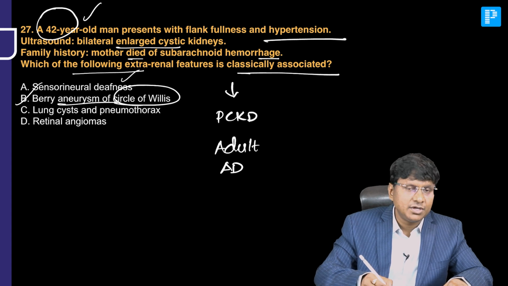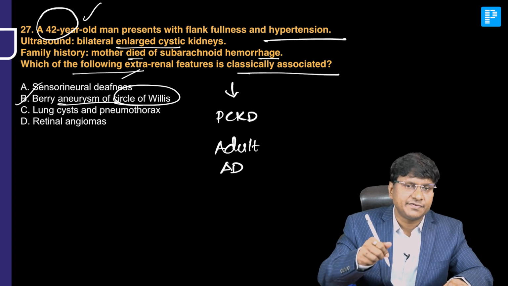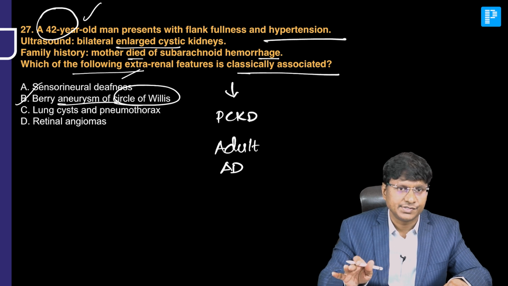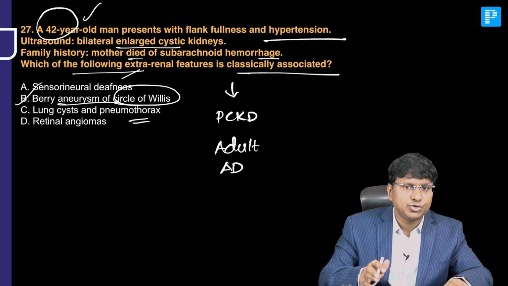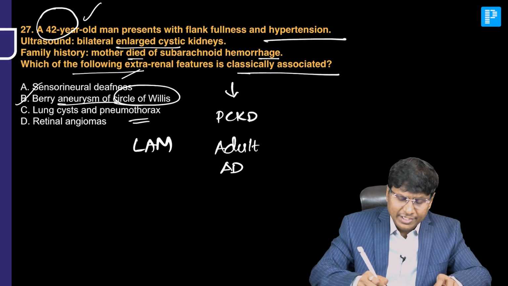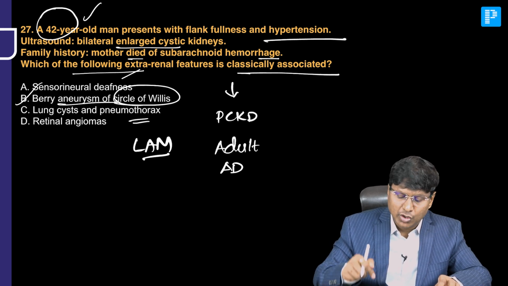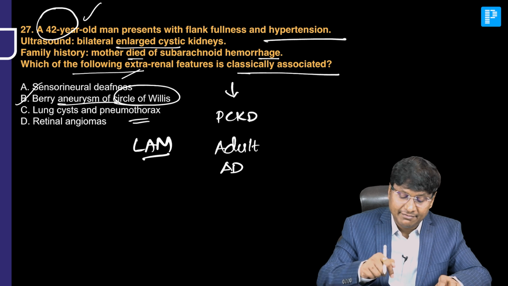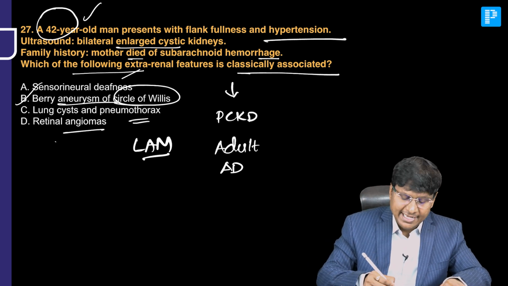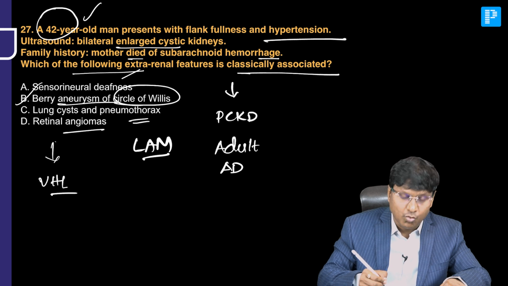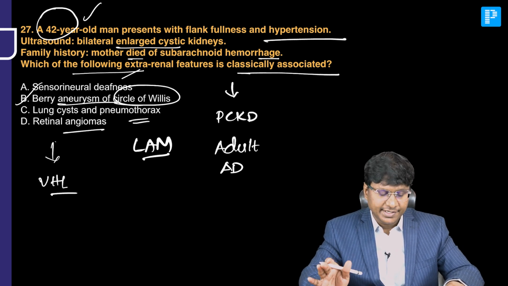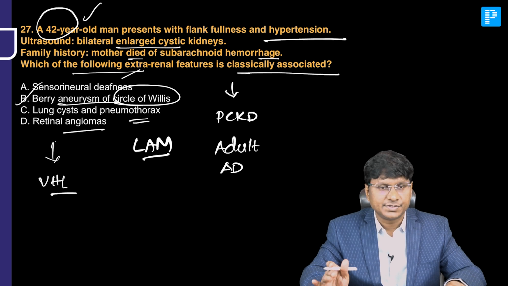And what about sensory neural hearing loss? Sensory neural hearing loss is a feature of Alport syndrome along with kidney injury, but not in case of polycystic kidney disease. And lung cyst as well as pneumothorax, this is the feature of LAM. What is this LAM? Lymphangioleiomyomatosis. There in LAM, you will have lung cyst as well as pneumothorax. Then retinal angiomas are observed in case of von Hippel-Lindau disease, but not in case of ADPKD. So the answer here is berry aneurysm of the circle of Willis.